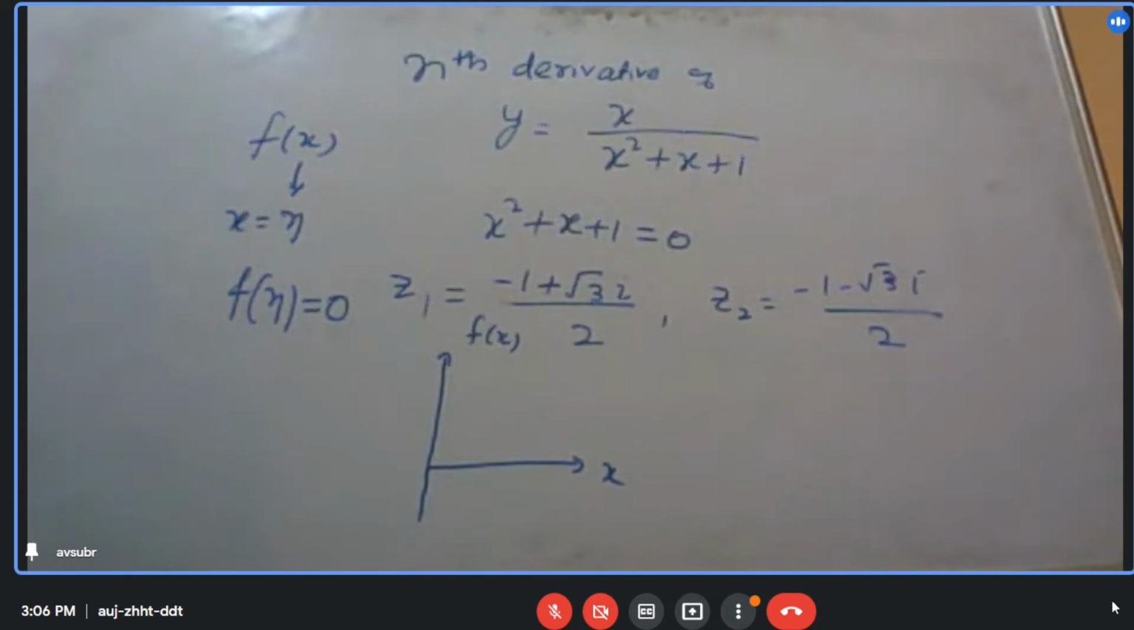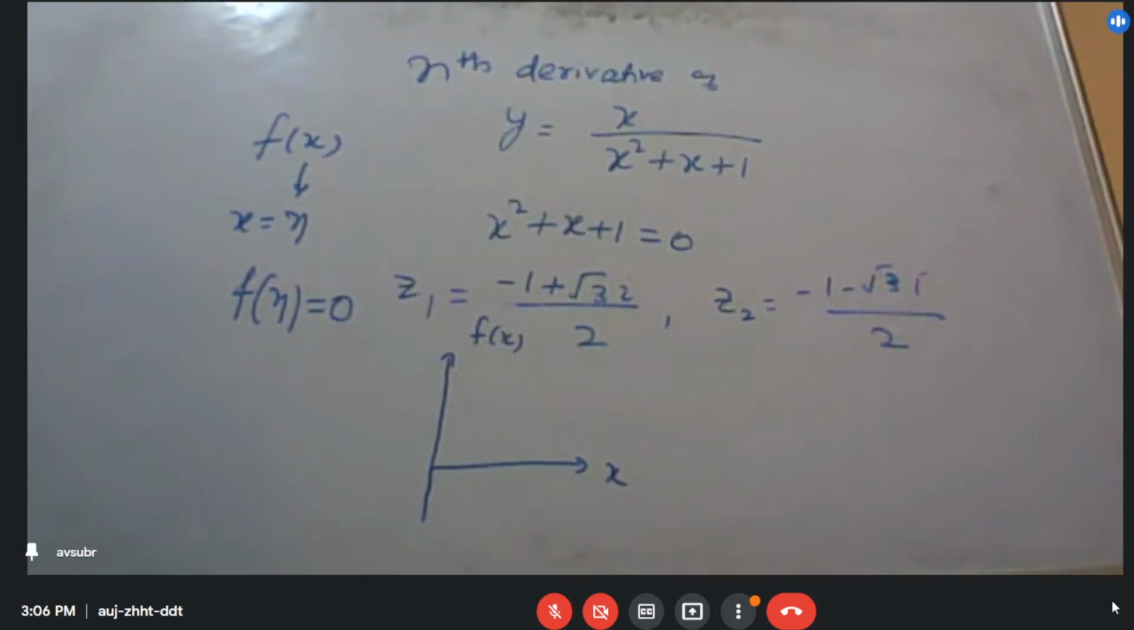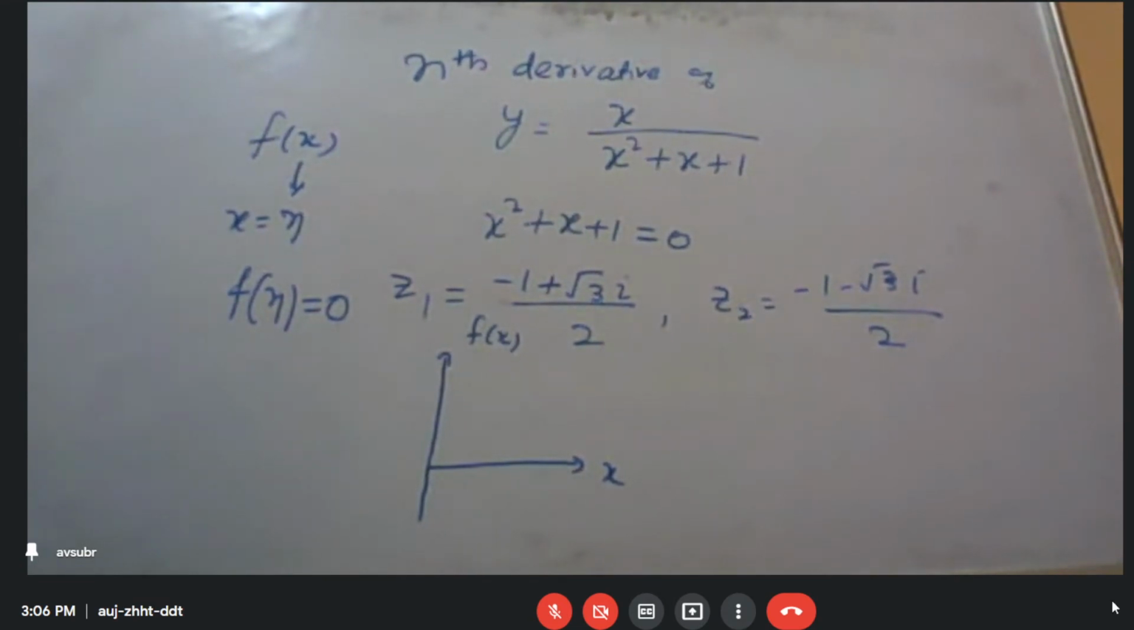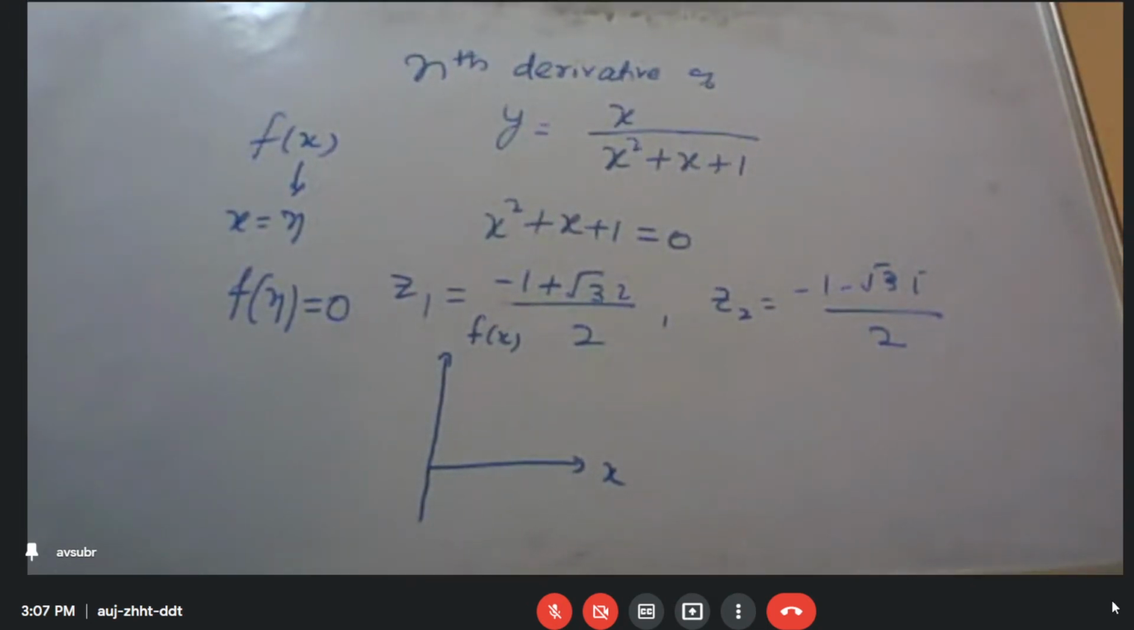These are the roots of a quadratic equation. How many roots are there? Two roots, sir. Okay. My next question is, what is the root of a function? It satisfies the equation.